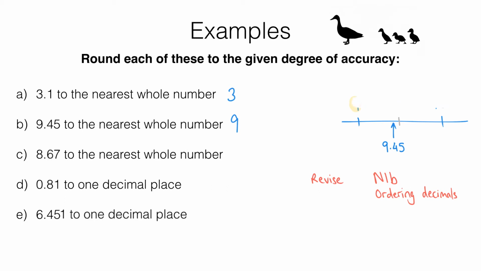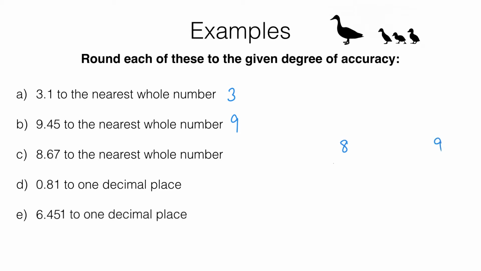Here's what you should have got. 8.67 is clearly more than 8, but it's less than 9. So those are the whole numbers I'm going to mark on my number line. We've got 8 and 9. The halfway point between those is 8.5. Now, where is 8.67 on this number line?